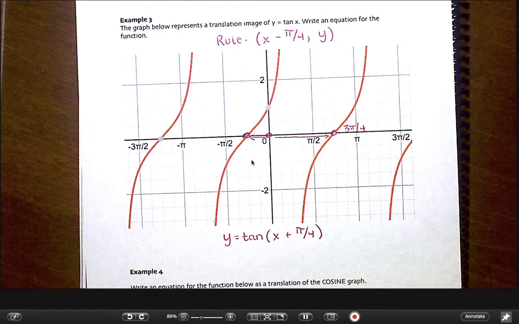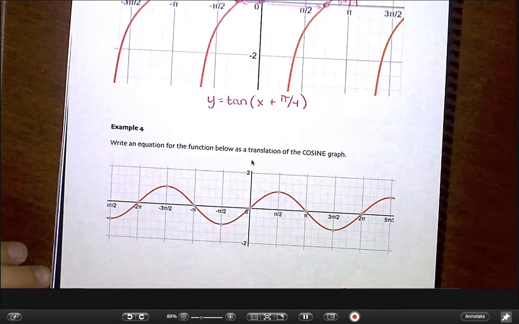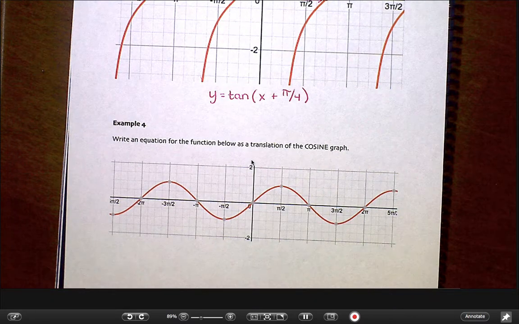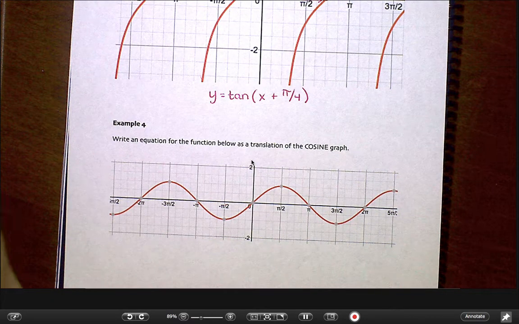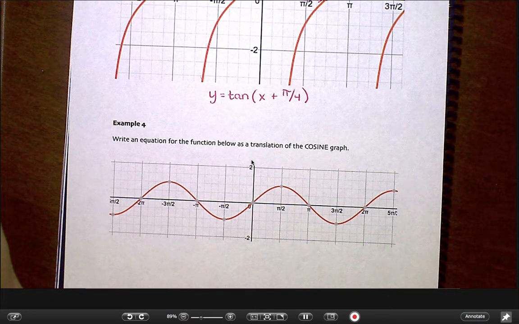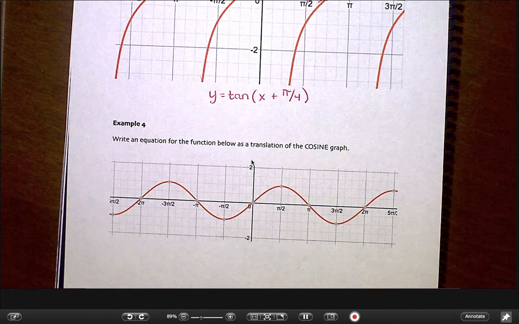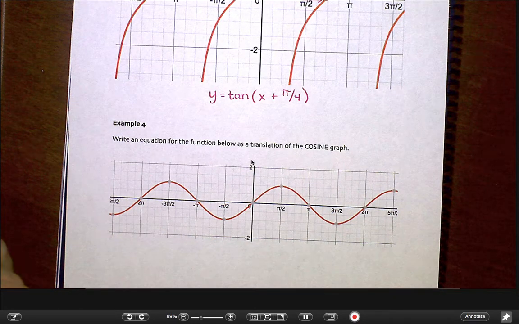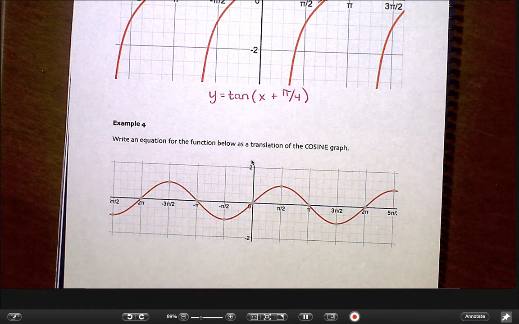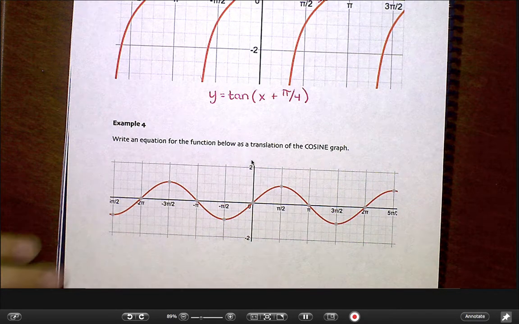One more to do, and we've kind of already talked about what's happening here. This graph, if you look at it, is actually the sine function, but it would like us to write this as though it were a translation of the cosine graph. So we're pretending this is not a sine function, we're pretending this is a cosine function that has been translated. Well, let's think about what this would look like if it were the cosine function.